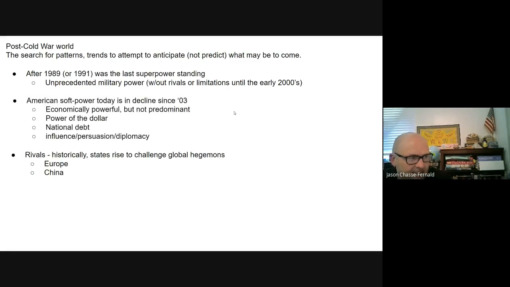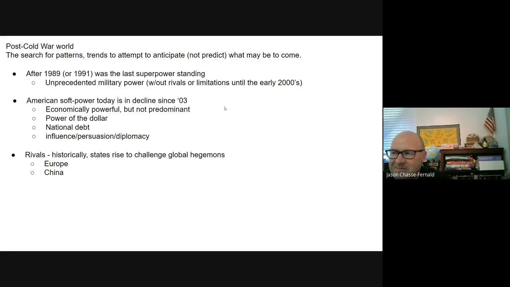All right. And when you talk about soft power, right, the United States has definitely declined regarding soft power, especially since 2003, since the Iraq War. Right, we've seen a decline. No one's going to argue that the United States is not economically powerful. We are still in 2021 the single largest GDP on planet Earth, but we're not predominant. We're not the only major economy in the world anymore. The power of the dollar is not what it used to be. Our national debt is shocking to many observers.